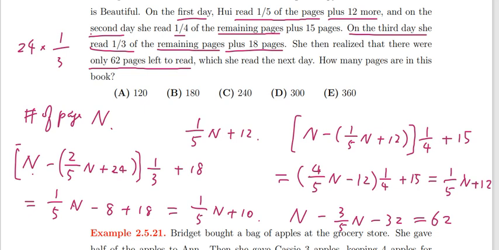24 plus 10, 34. I'm sorry. So here you should be careful, right? So from here we want to find what A is.